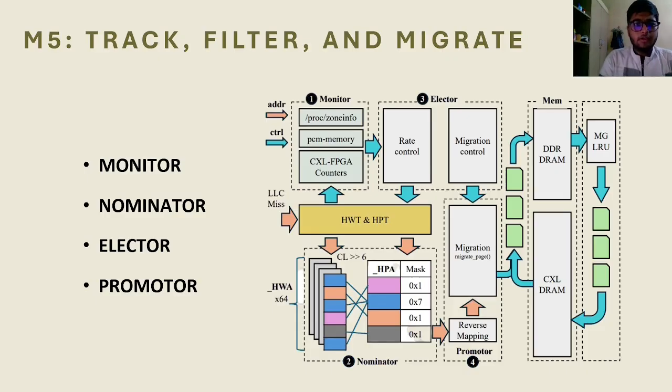Now let's move on to the second component of M5, the M5 manager. The M5 manager has four key components: monitor, nominator, elector and promoter. We have till now identified hot pages and hot words by the hot page tracker and the hot word tracker, but blindly migrating these identified hot pages is not advised because there is a possibility that the pages existing in the DDR DRAM are hotter than the pages in CXL DRAM, and if we migrate the pages from CXL DRAM to DDR DRAM, it will degrade the performance.